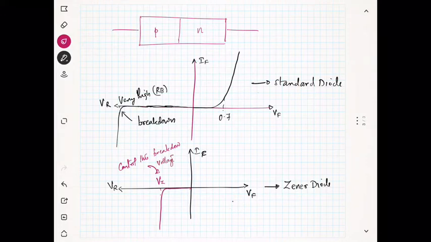That means the breakdown voltage will be controlled to some particular voltage, so that you can have breakdown at almost any level. For example, you can have a breakdown at 5 volts, 6 volts, that is reverse voltage, 5 volts, 6 volts, 2 volts, 3 volts, etc.